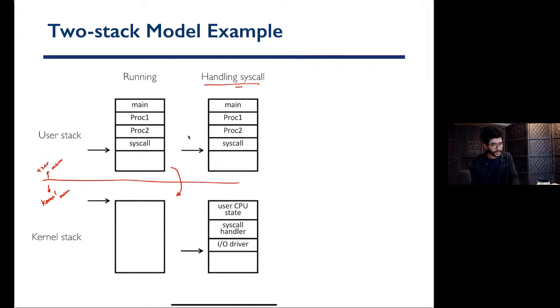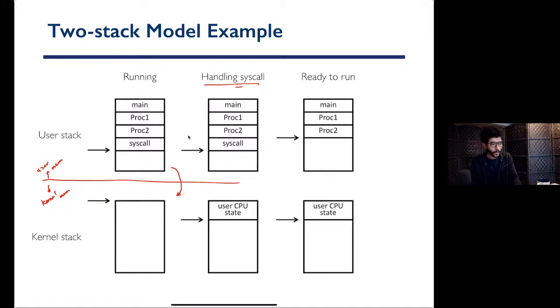Now, let's say IO driver comes back and it's done. So we just remove the frame for IO driver. Let's say the system call handler is now done. It copies the file into the user memory. So it's done. Now we're ready to switch back to the user, right? So at this point, the user code is ready to be executed.